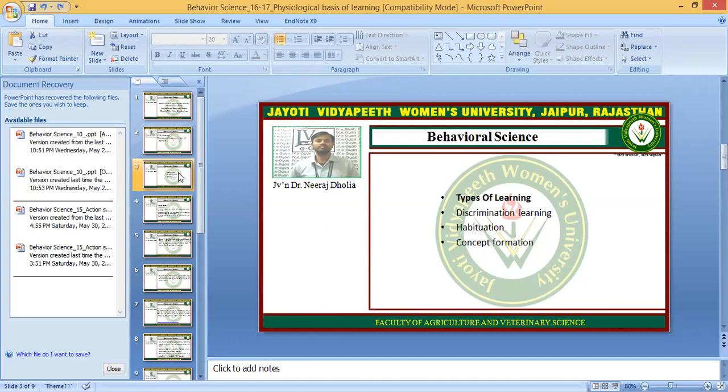Then second is habituation learning. What is habituation? When a continuous stimulus is there, you become habituated to that stimulus, and you will either be over expressive or less expressive for the stimulus after the habituation. The next type of learning is concept formation. Concept formation means you can solve problems of a similar pattern.